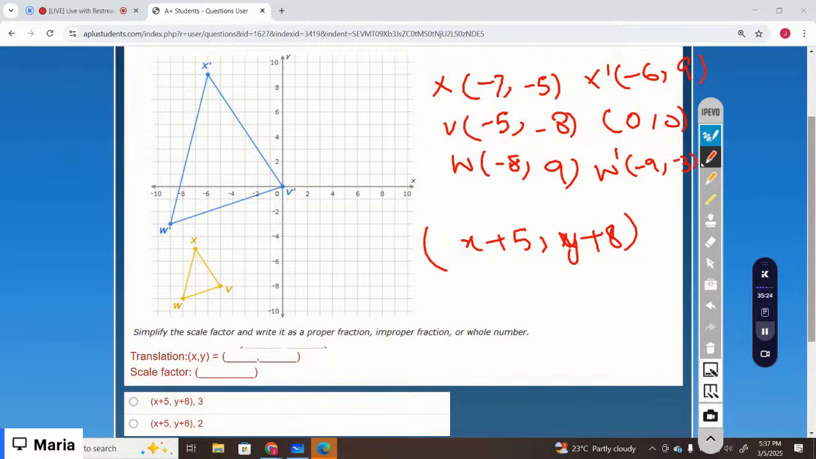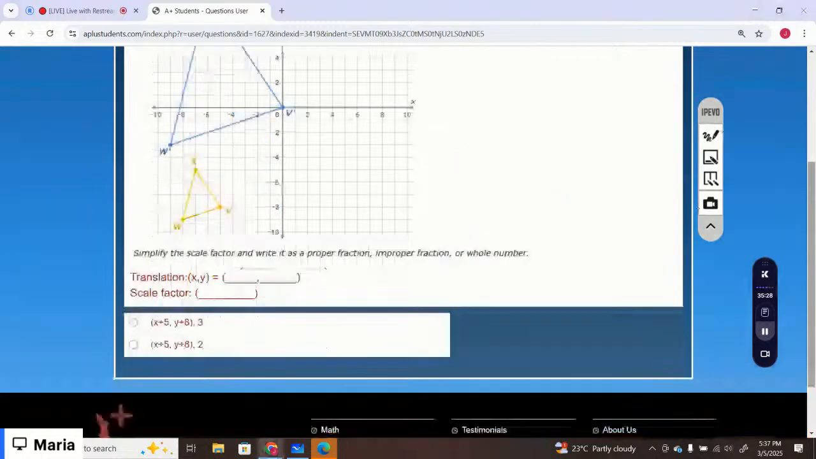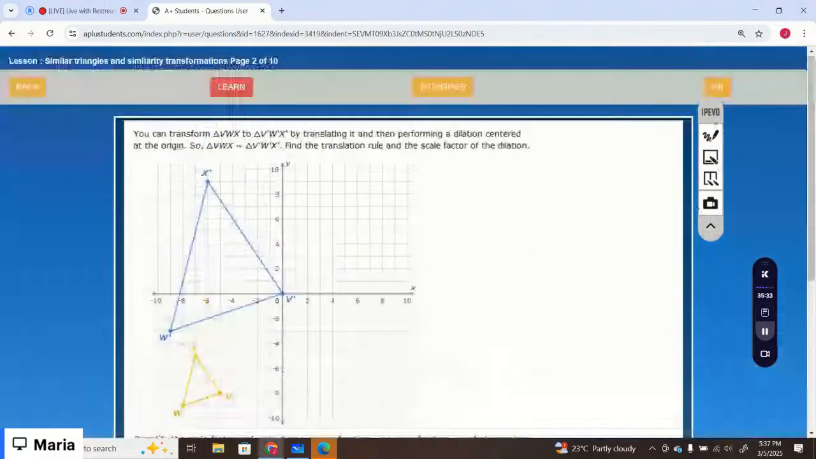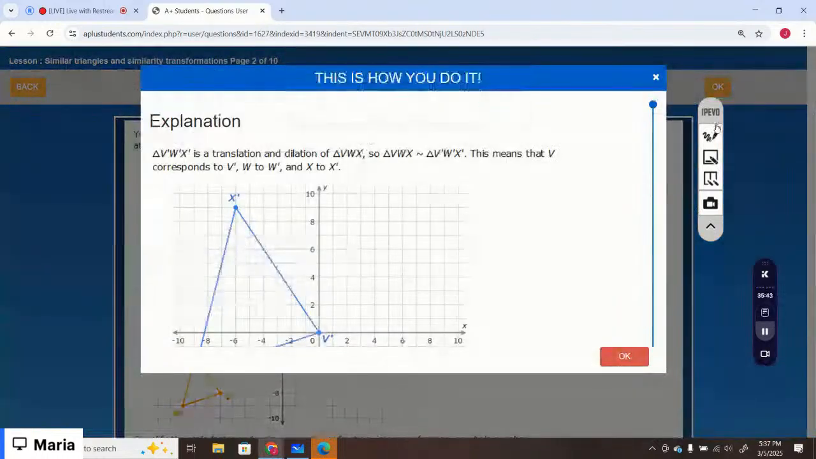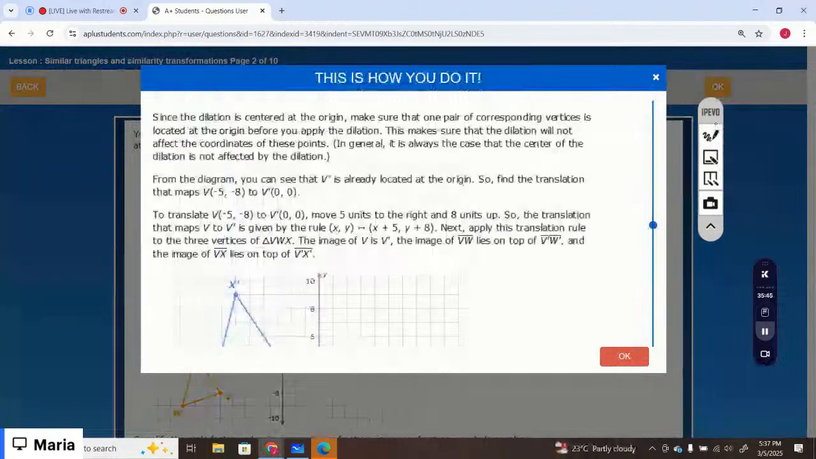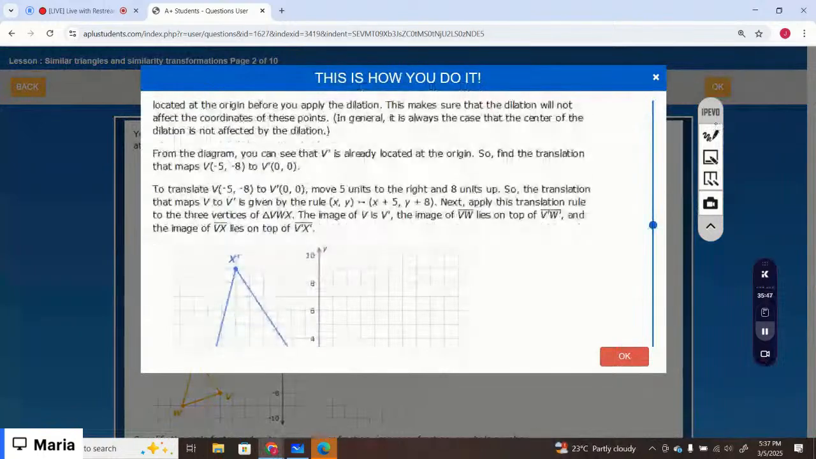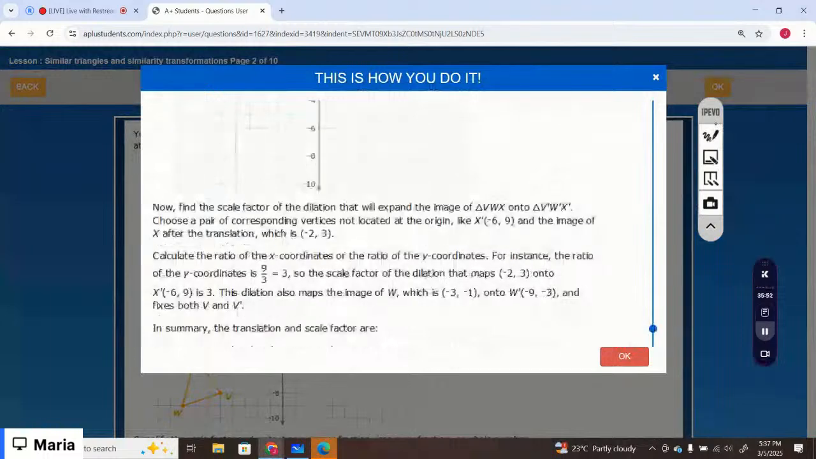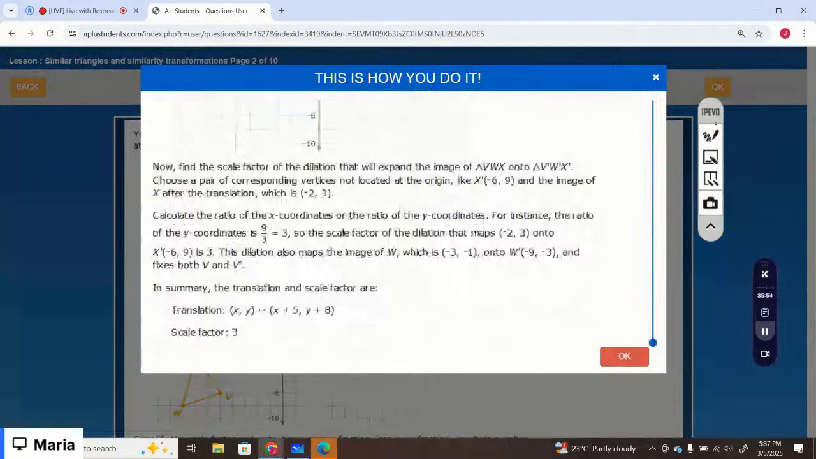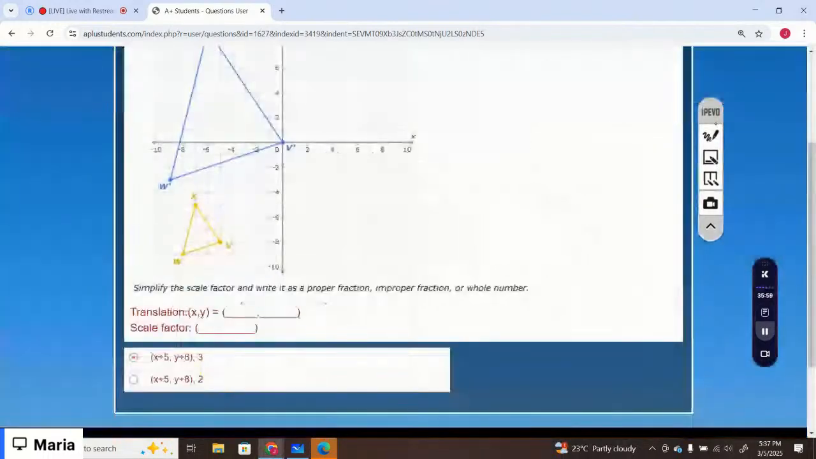And the scale factor is 3. Option number 1 is the correct option. That is x plus 5, y plus 8, and the scale factor is 3. Option number 1 is the correct option.